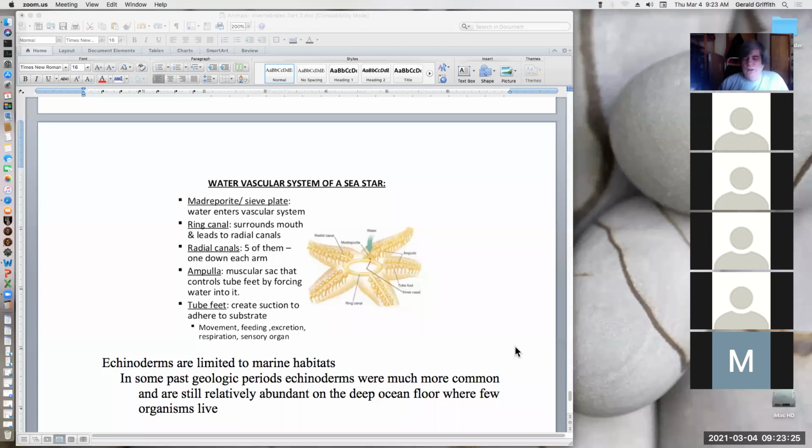We're going to start thinking about the chordates, which include the vertebrates.